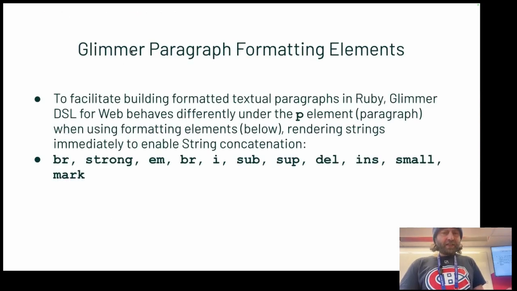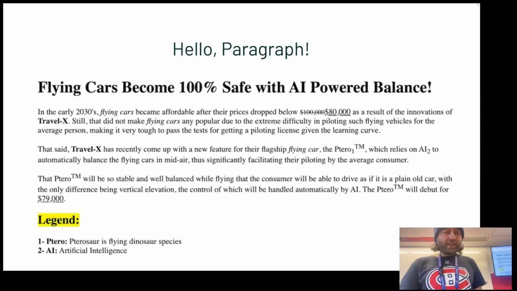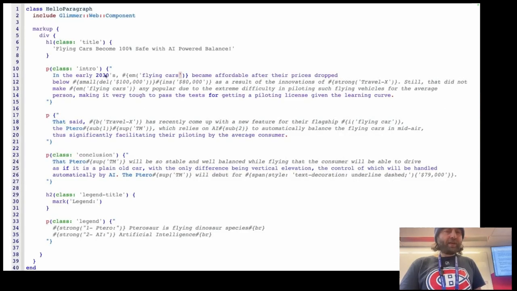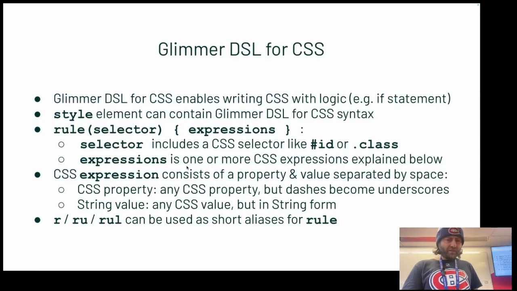Formatting elements is just a type of elements that have special treatment to enable us to embed them within a paragraph using Ruby string interpolation. I'm not going to get into it, but Glimmer provides support for it.